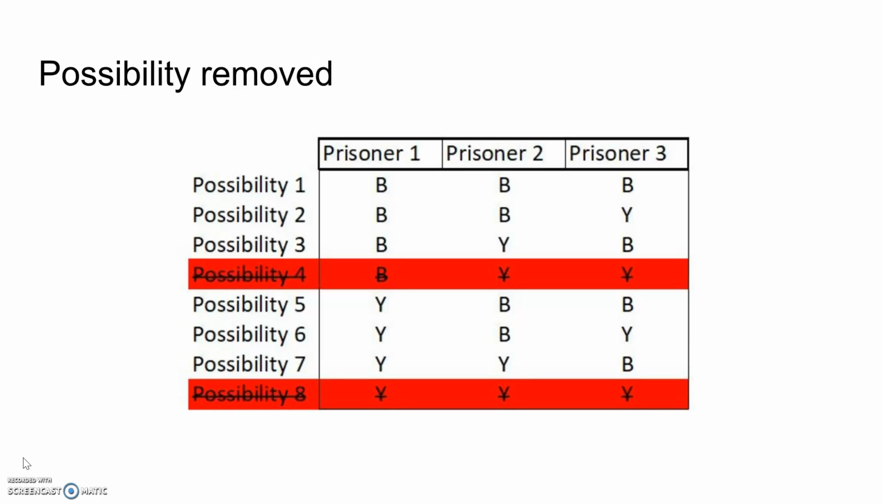Possibility 4, where prisoner 2 and prisoner 3 have yellow dots on their head, can be excluded because if prisoner 1 saw prisoner 2 and prisoner 3 with yellow dots on their forehead, he could logically conclude that his color was black, but he could not conclude his color, so this step has to be excluded.